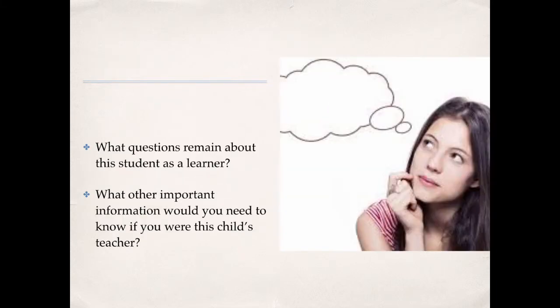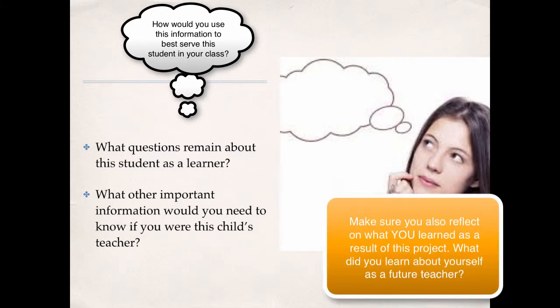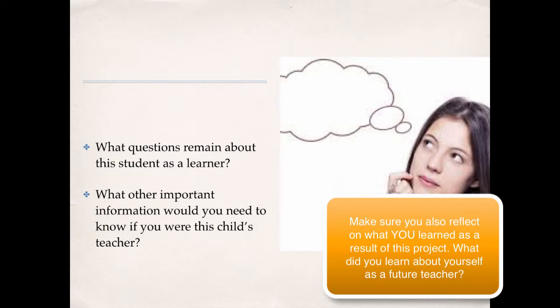You'll also talk about what questions remain about this student as a learner. So if you were this student's teacher, what other information would you need to know to best serve him or her in your classroom? What information would you like to know that you were not able to get? And again, reflect on what is the important information you need to know if you were this child's teacher.